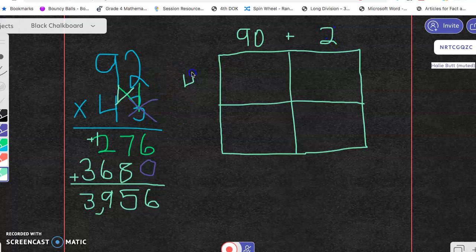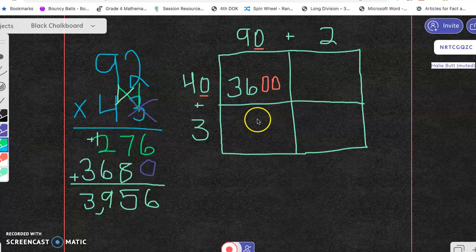43 is 40 and 3. Now the most important part about this area model is that you have to remember there's zeros in. Before, we learned to take the zeros out. So 9 times 4 is 36. But I have 1 zero here and 1 zero there, so I need to add in 2 zeros. Do you remember doing that?